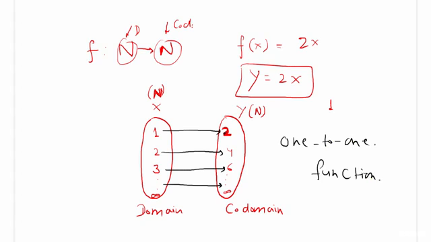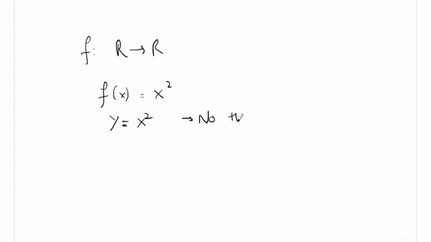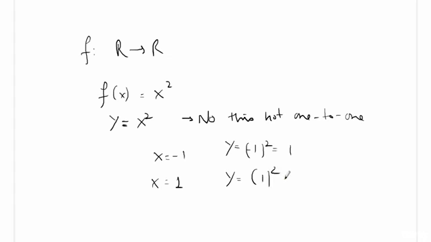Alright, while if you see another example where f is from real numbers to real numbers and f(x) is given by x squared, or you can say y = x squared, then guys, do you think this is one-to-one? Well, the answer is no. This is not one-to-one. The reason is if I give x = -1, I get y = (-1) squared, which is 1, and if I give x = 1 also, I again get y = 1 squared, which is 1. So this means y = 1 is associated with more than one element of set X.